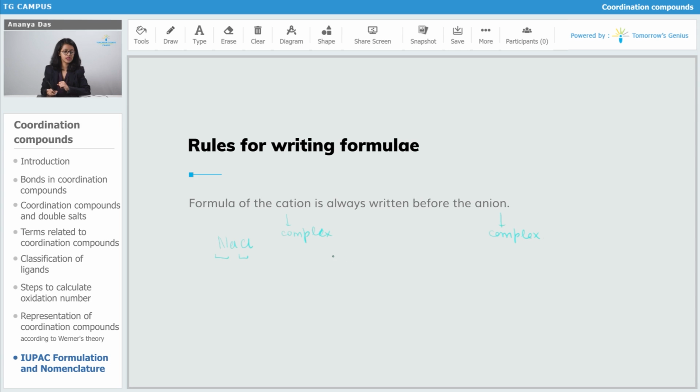For example, your cation is a complex. This is the cation and this is the anion, so you write the cation first. And if the complex is the anion and the cation is a simple atom, then you will write the cation first, like KAg(CN)2. In this, potassium is your cation and the anion is a complex, but still we write the cation before the anion.